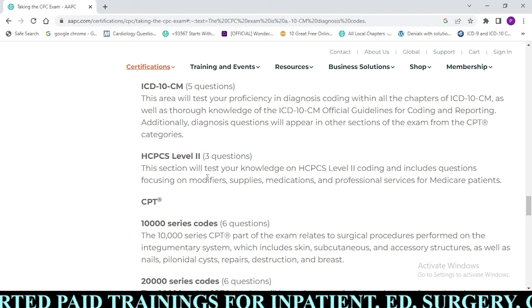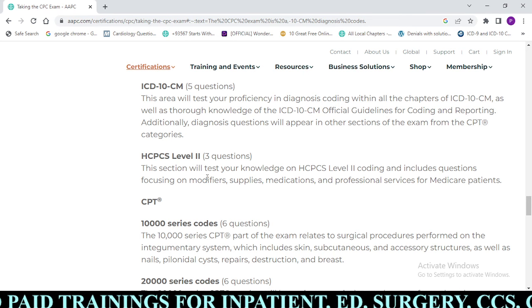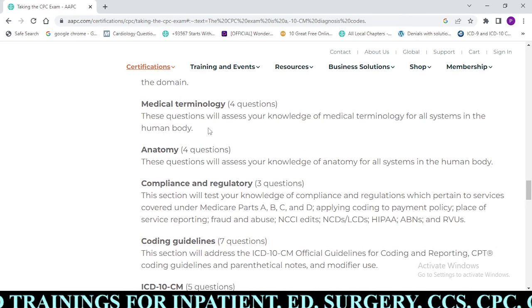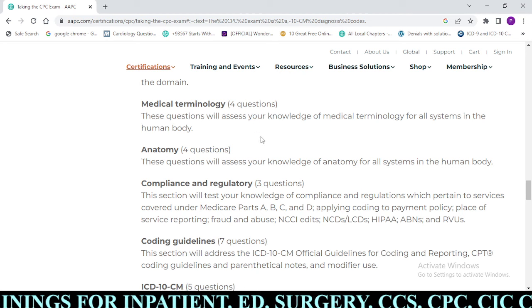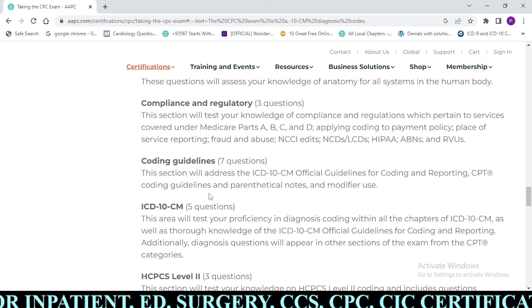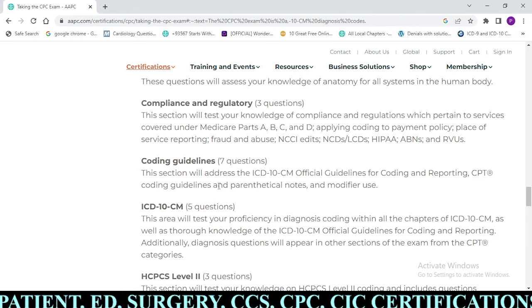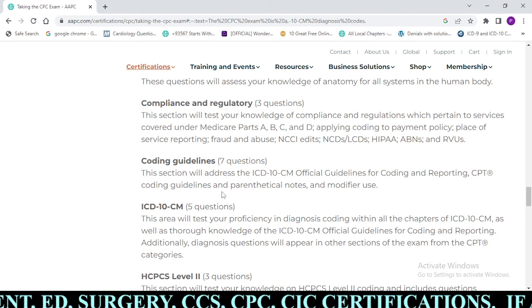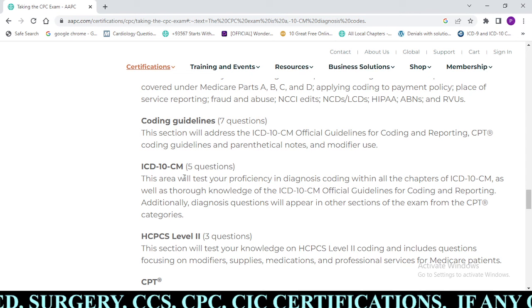So in this session we are going to teach you how to find medical terminology using the ICD-10-CM book, and anatomy using the ICD-10-CM book, and coding guidelines using the ICD-10-CM book, as well as the guidelines and ICD-10-CM codes.